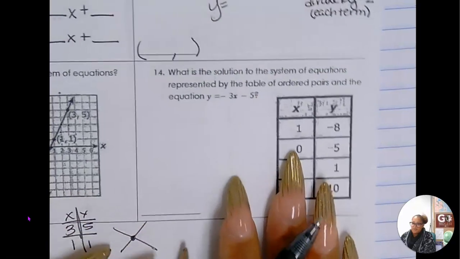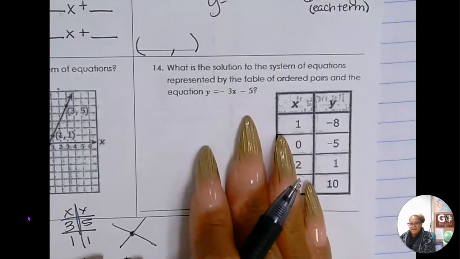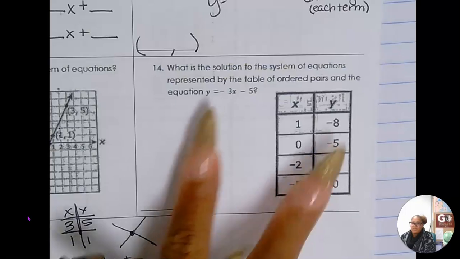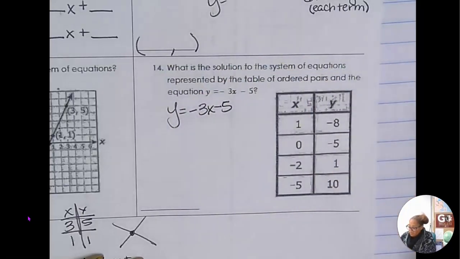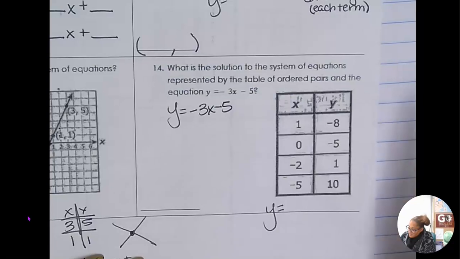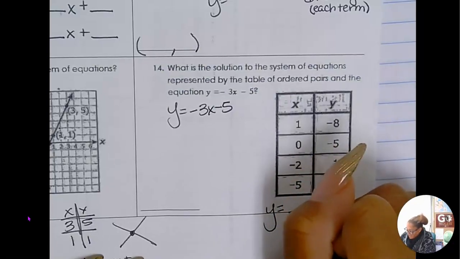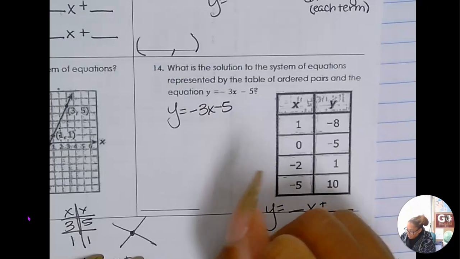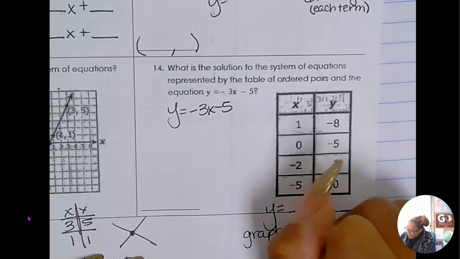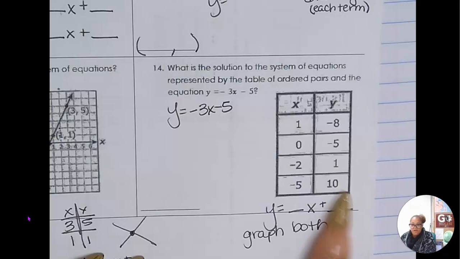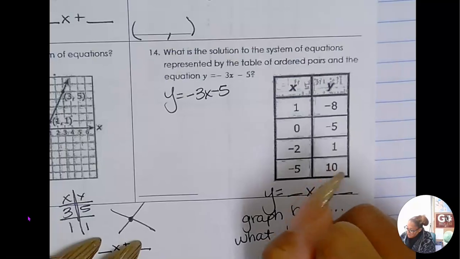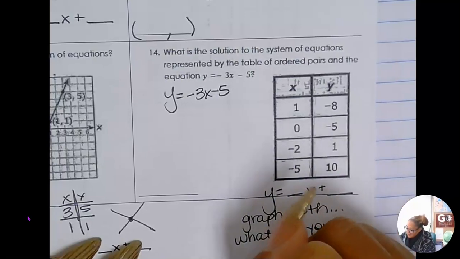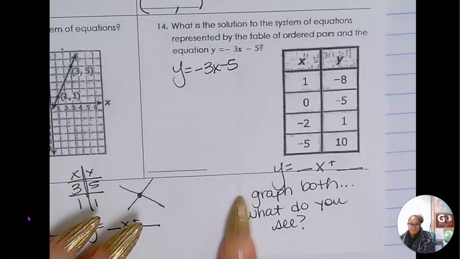Number 14 is a special one. I think we did a shortcut for number 14 in class. I want you to go through and do this one. So this one's already done for you. Y equals negative 3x minus 5. Over here, I want you to go to Desmos and tell me what this equals. Y equals blank x plus blank. Graph both. So you're going to graph this y and graph this y. What do you see? So tell me what you see here.